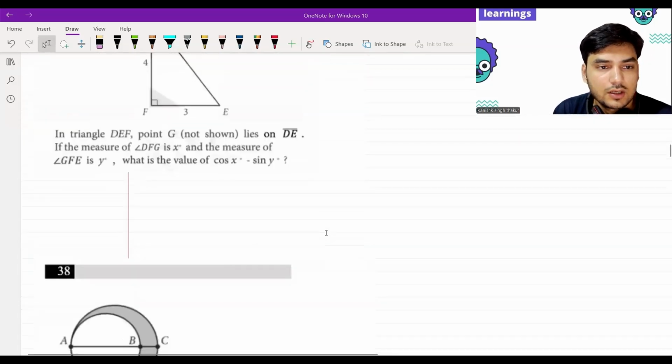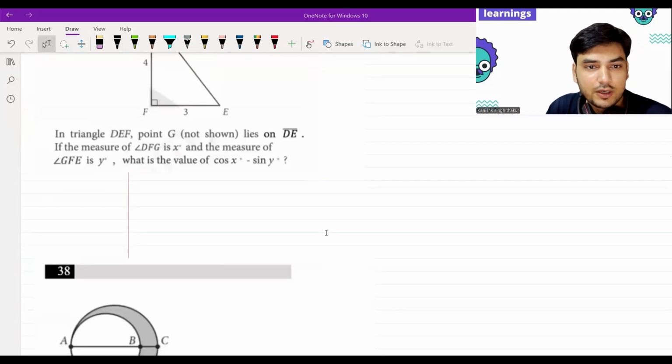Let's see about this question. Okay, so in triangle DEF, point G lies on DE. If the measure of angle DFG is x degrees and the measure of angle GFE is y degrees, what is the value of cos x minus sin y? Okay.